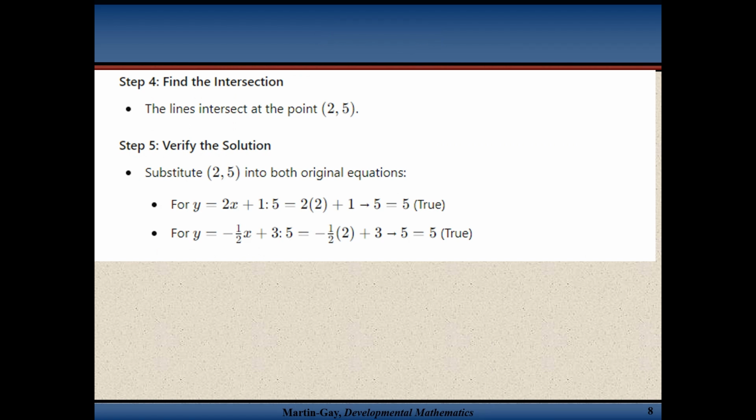Step 4: find the intersection. The lines intersect at the point (2, 5). Then verify the solution by substituting x equals 2 and y equals 5 into both original equations. For y equals 2x plus 1, the answer is 5. When you substitute the 2 and the 5 into y equals negative 1/2 x plus 3, it satisfies both again.